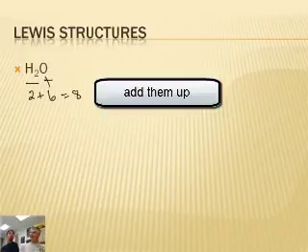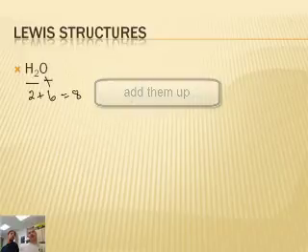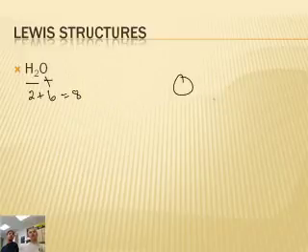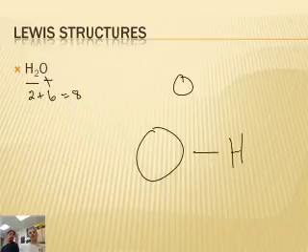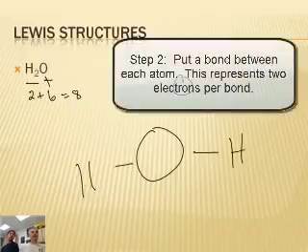So think of it this way, ladies and gentlemen: you have 8 electrons to spend. It's like an account, if you will. Now, you have to put 1 element in the center. And hydrogen will never go in the center. Hydrogen's on the outside, always. So I'm going to put hydrogens on the outside.